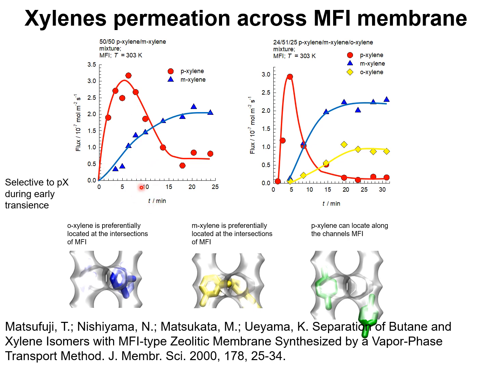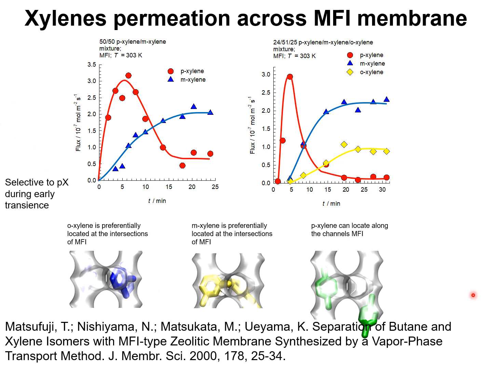during early transients, and these are the experimental data for permeation of a ternary mixture of para-xylene, meta-xylene, and ortho-xylene. Again, we see a pronounced overshoot in the flux of the para-xylene molecule during early transients. It is important to note that ortho and meta-xylene prefer to locate at the channel intersections, whereas para-xylene is free to locate anywhere along the channels of MFI.